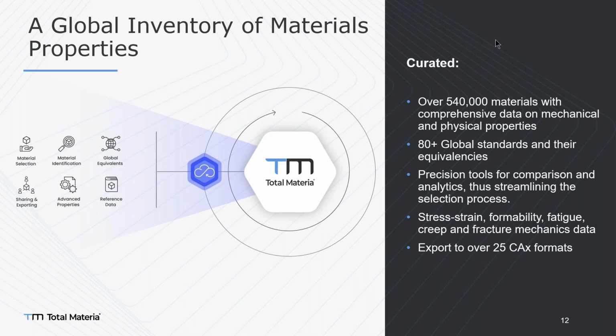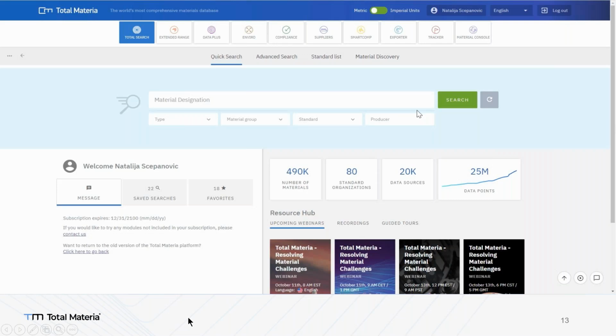Actually it becomes 571,000 some materials right now, seriously. It is the comprehensive data on mechanical and physical properties and 80 plus global standards and their equivalences, 83 right now, and precision tools for comparison and analytics, thus streamlining the selection process. Stress strain, formability, fatigue, creep, and fracture mechanics data, you will be able to export the over 25, right now it's 28 simulation formats, so that you can import this material card into your simulation for more accurate simulation results.